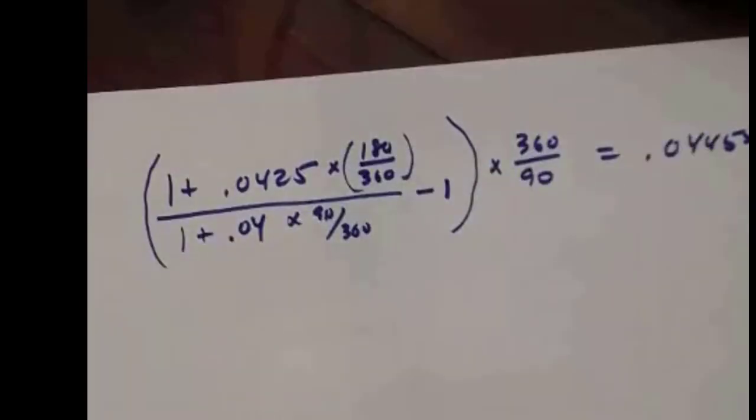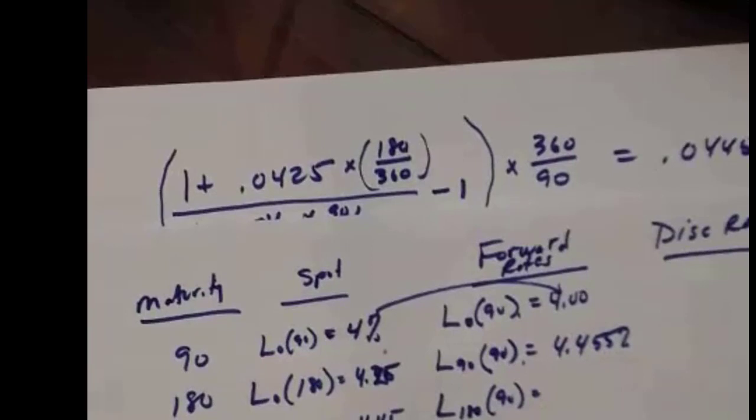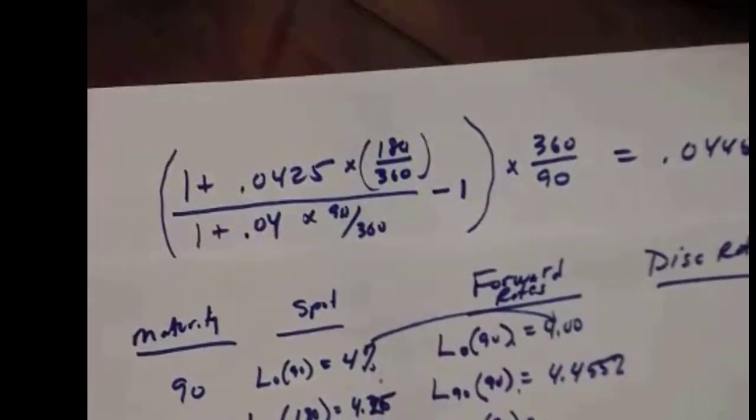Now, that is the second forward rate in the table. What we want to do now is calculate L180,90. What is that interest rate? And graphically, where is it? Here it is.